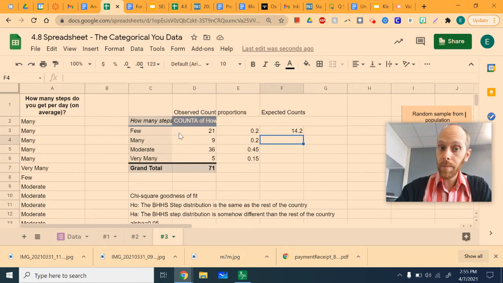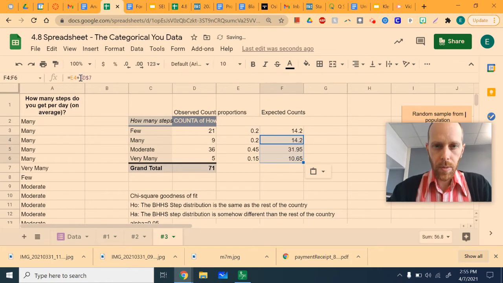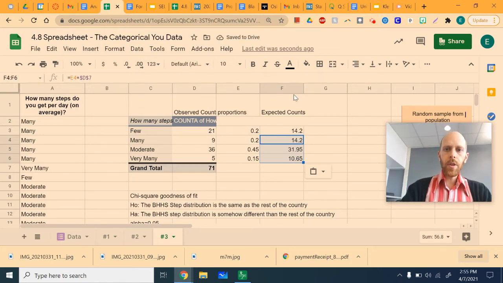We got 21, so there's more people that take few steps than we would expect. If you lock that D7, the location of our sample size, then you can just copy and paste to get the rest of our values. So there's your expected counts.